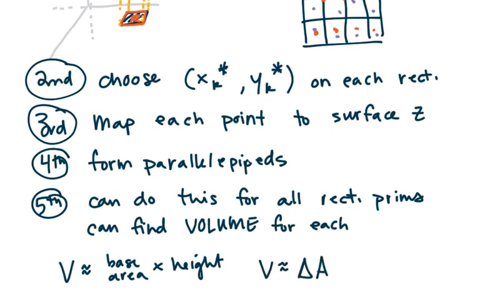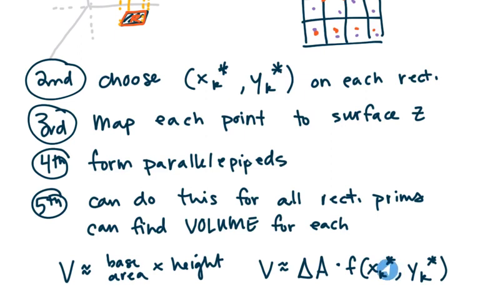Or rather, the volume is approximately delta A, that base area. Normally we would say delta X in our definition because those are our sub-interval widths, but now we have sub-rectangle areas. And so we take that area, delta A, that base area, and we multiply it by the output, the z value, which is f of x sub k star, y sub k star.